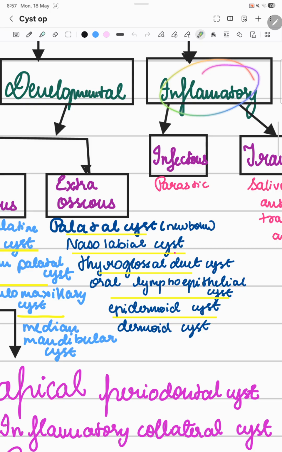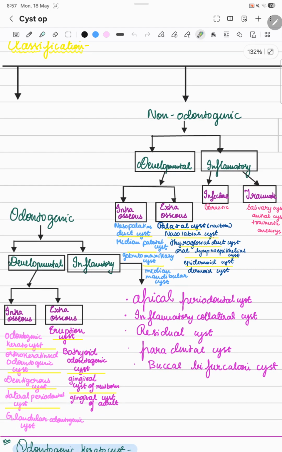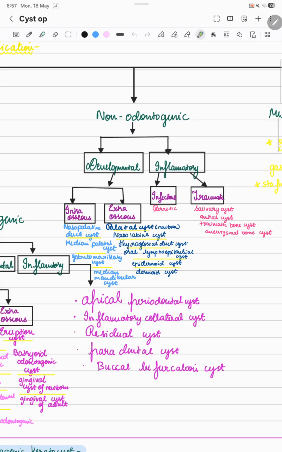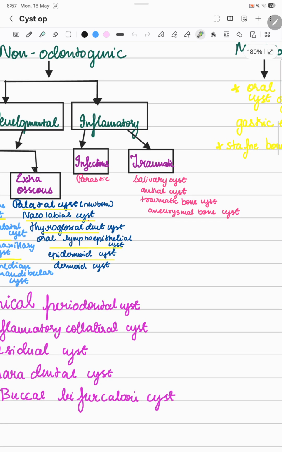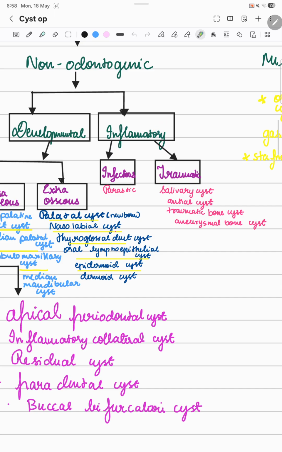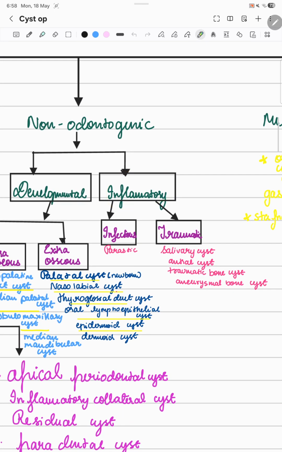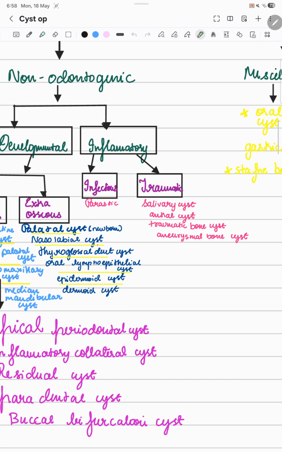Now coming to the inflammatory cysts. These were the developmental cysts in the non-odontogenic cysts, and now we are coming to the non-odontogenic inflammatory cyst. In non-odontogenic inflammatory cyst you have two types of cyst: infectious cyst, that is parasitic cyst, and traumatic.